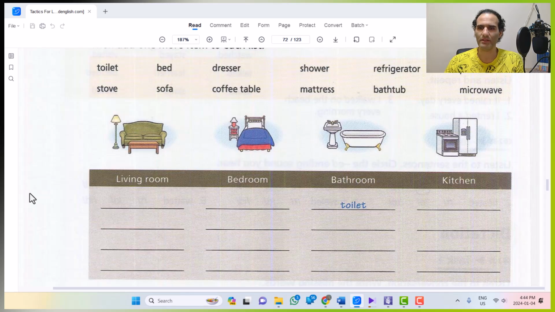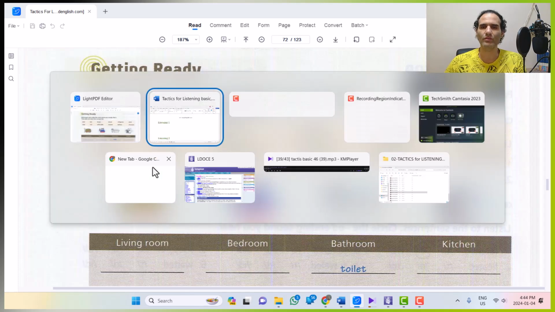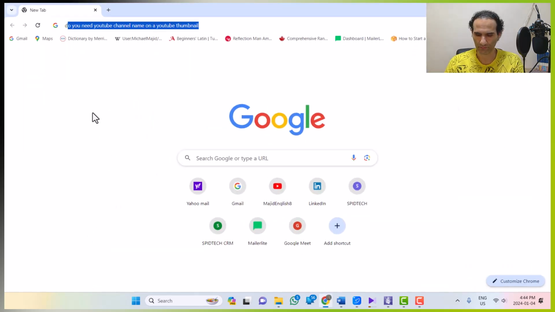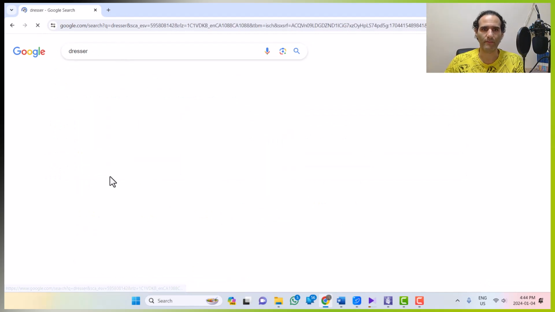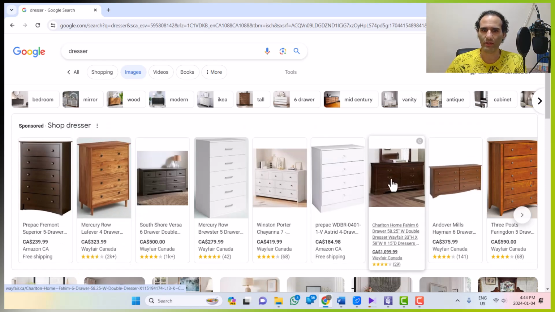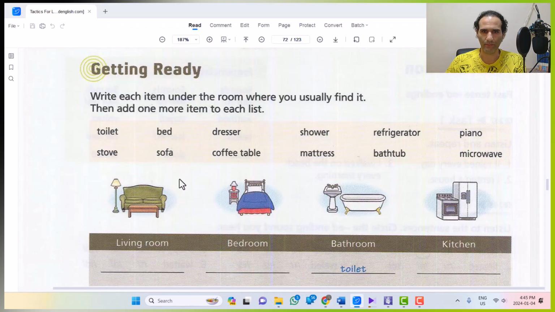So where does each word go, in which room? But before that, some of the words might be new to you. Toilet, everybody knows. Stove goes to the kitchen. You know bed, sofa, dresser. Do you know what a dresser is? Let's take a look at Google image. Dresser. So a dresser has got some drawers for your clothes, and it goes into the bedroom.